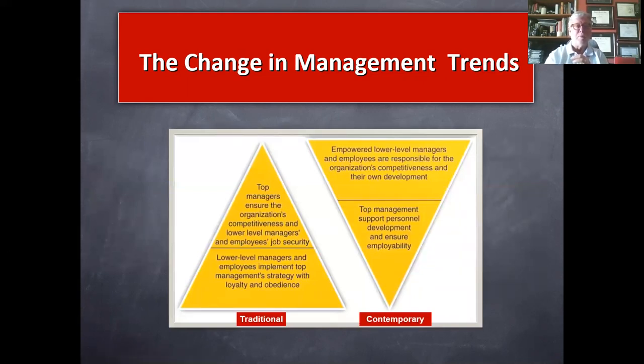And this is the pyramid that I talked about. The traditional is that the role of the manager is top down. And here the employees are up here, and top management exists to support the employee.